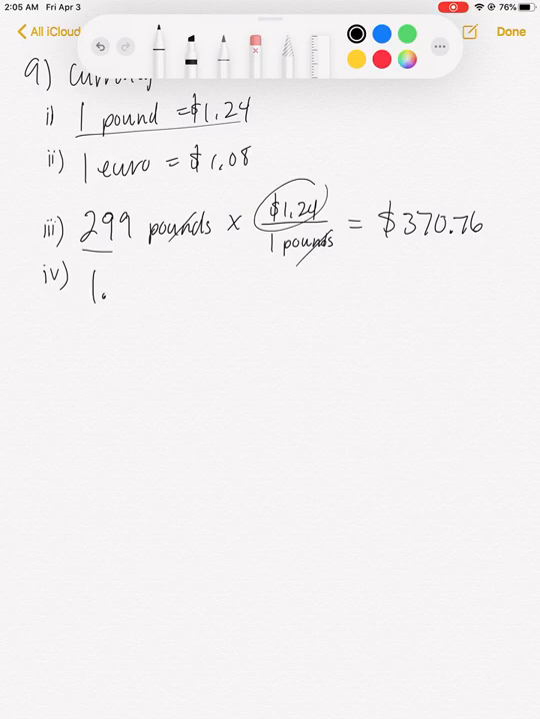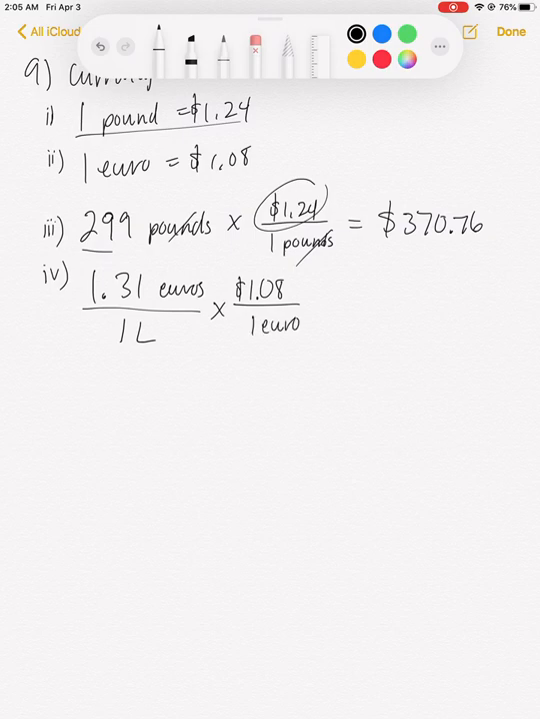We're starting out with 1.31 euros for 1 liter of gas. We're going to multiply that by, well, let's convert to dollars first. You can do either: 1.08 dollars for every 1 euro. So I cancel the euros, and I don't have to actually calculate the answer right now, because we can chain them together. So we have dollars per liter right now.